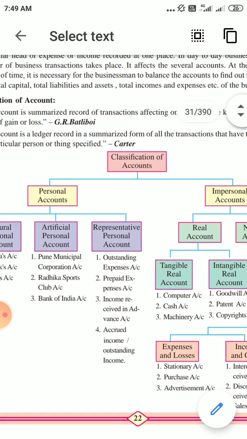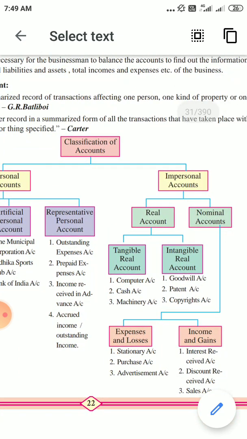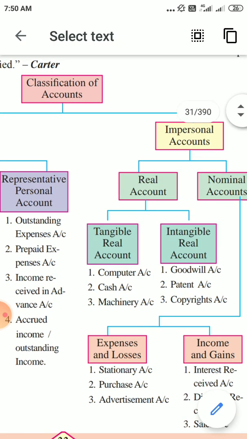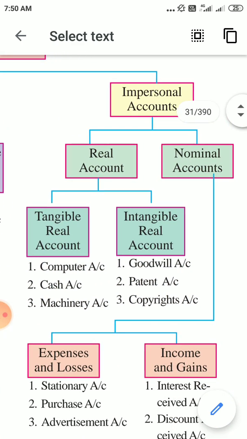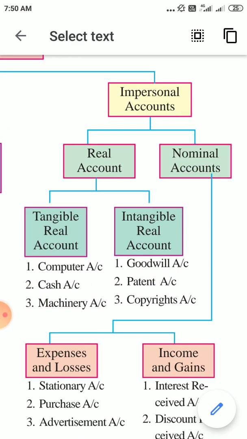Okay, next is impersonal account. मतलब they are not personal account but they are an account. Okay, so under impersonal account you have real account and nominal account. So real accounts are what? Which are existing in business. Okay, so there are two types, that is tangible real asset and intangible real asset.